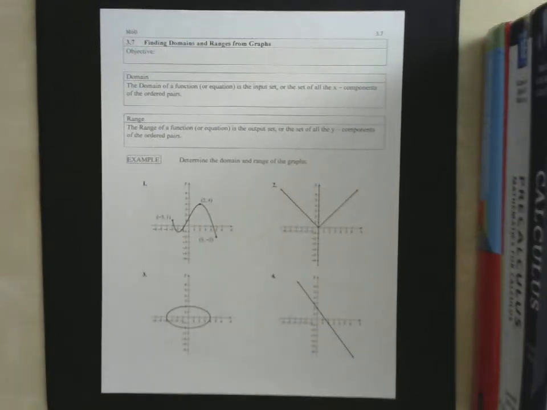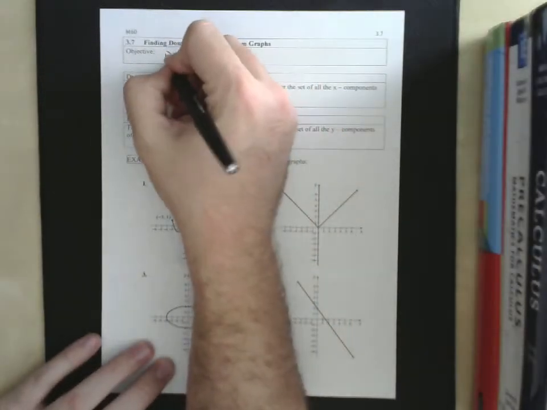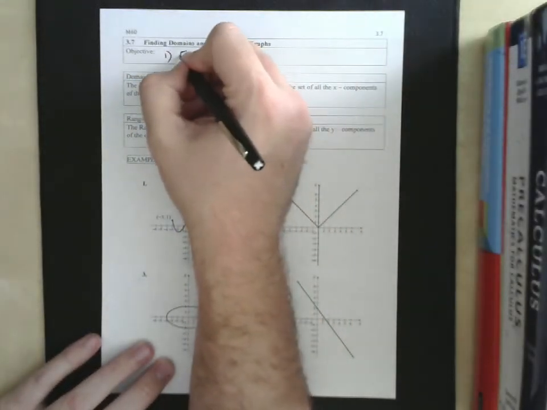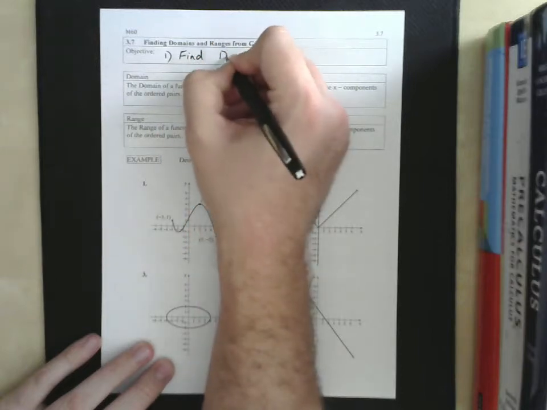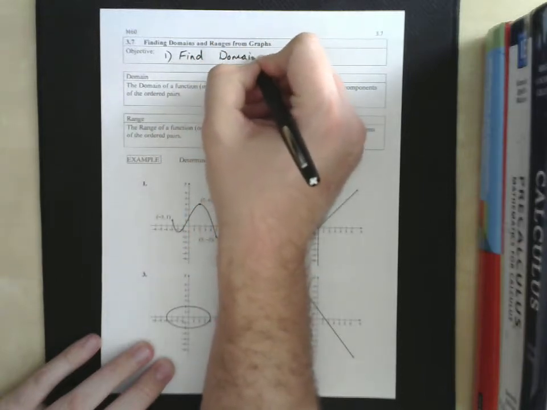So we're at the end of chapter 3 now, section 3.7, finding domains and ranges from graphs. We talked about linear functions in the last section, and we talked about domains and ranges. Domain is the x's, the inputs, range is the y's, the outputs. So there's really only one thing we want to do here, and that's find domain and range from a graph.